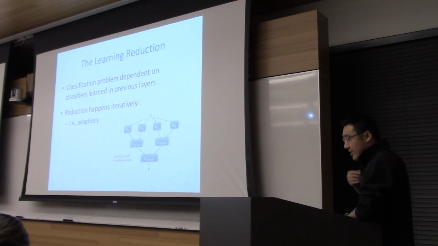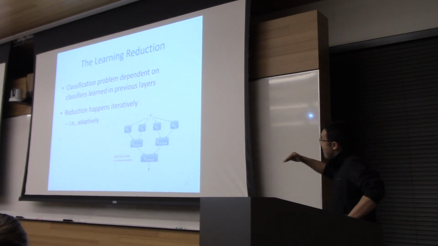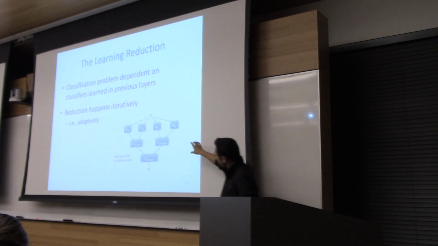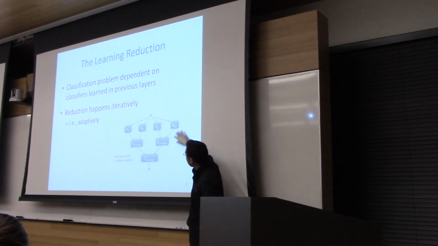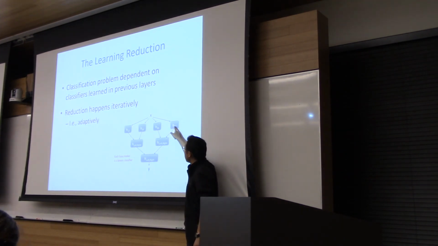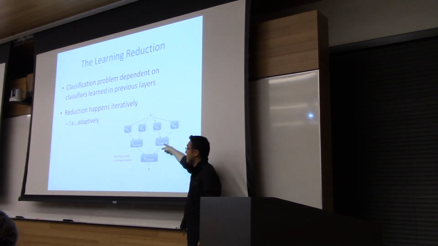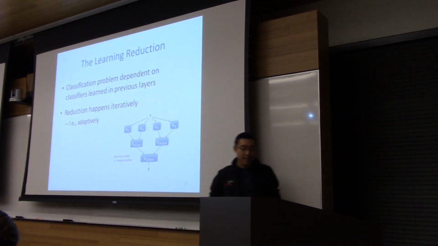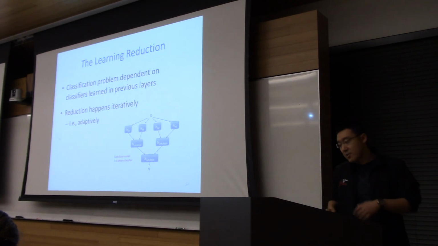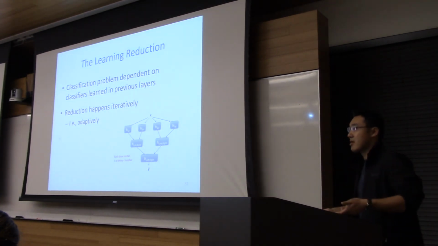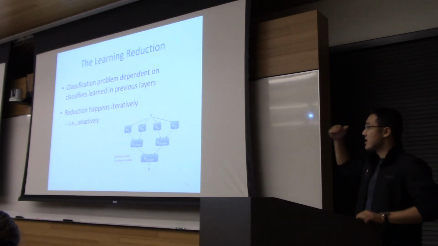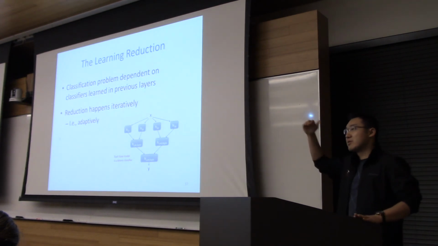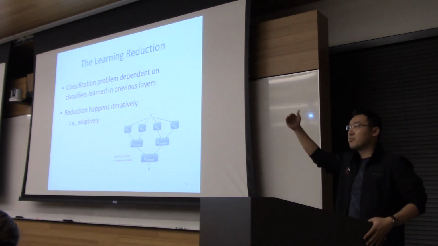So the classification problem at every layer depends on the performance of the previous layers. If you train this classifier and it makes some mistakes, then those examples are thrown out and not put into the training set of this classifier. So in some sense, we have an adaptive learning reduction. We create a sequence of learning reductions. Each one is actually adaptive to the results of the learning problem applied to the previous learning reduction.